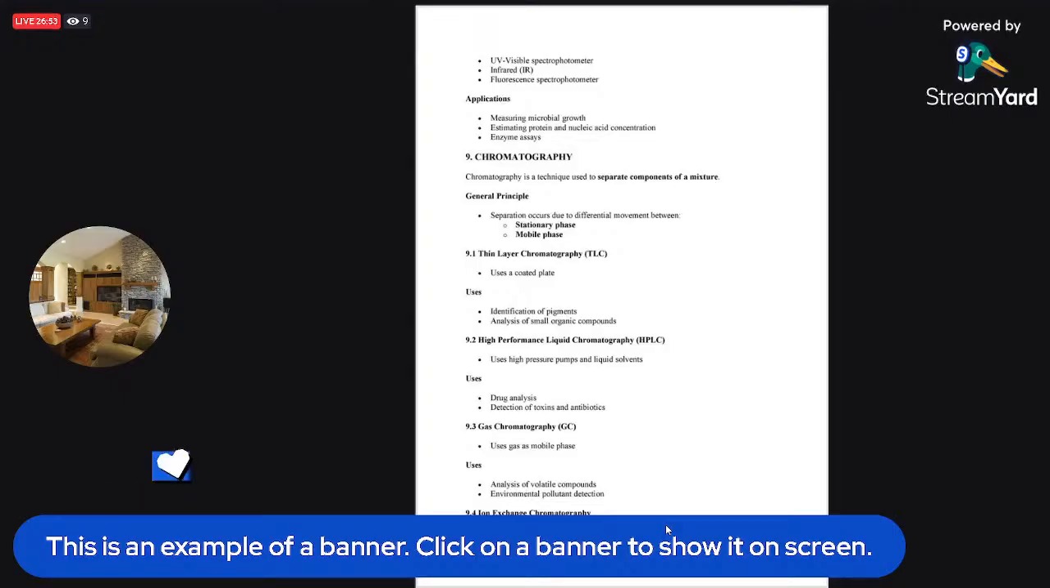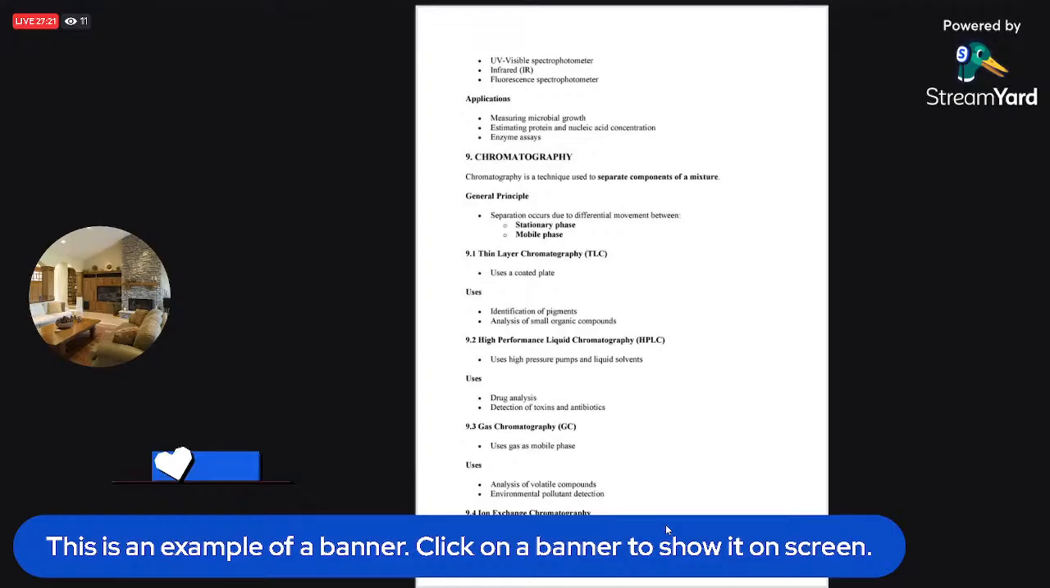And the other one is chromatography. That is what we call the chromatogram. Chromatography is a technique used to separate components of a mixture. The general principle is that separation occurs due to differential movement between the stationary phase and the mobile phase. And there are four different types of chromatography.